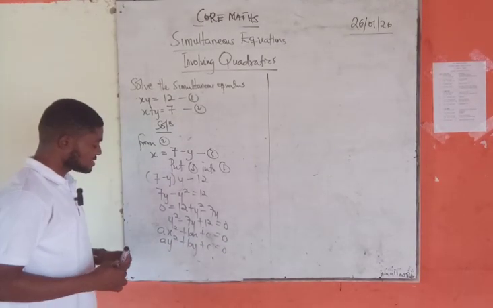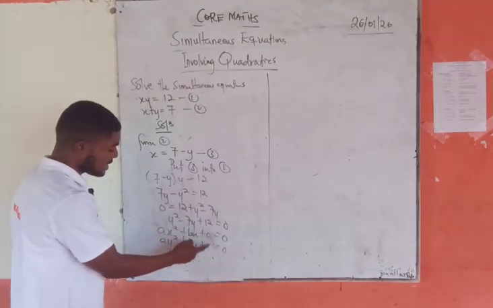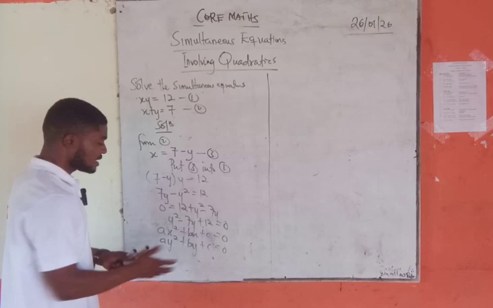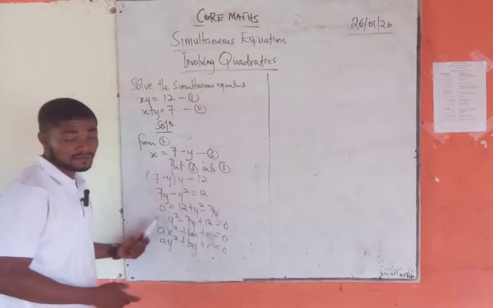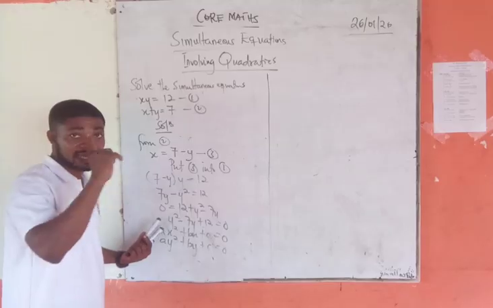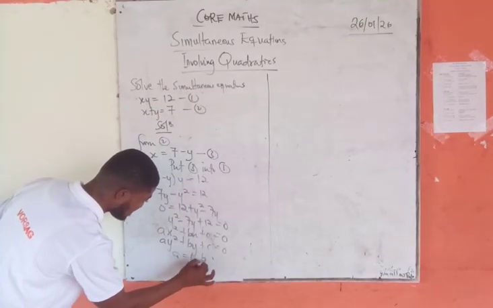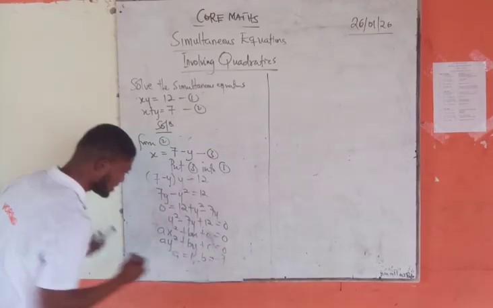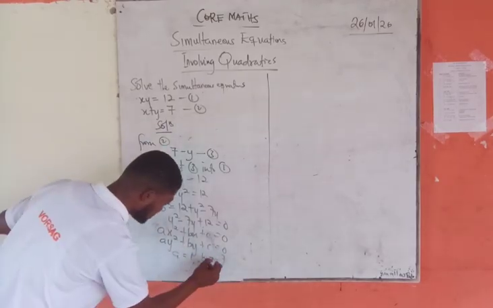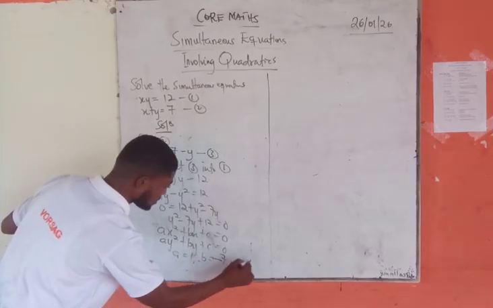When I compare this, I can see y squared, y, and c, equal to 0. What will be the coefficient of y squared over here? The coefficient of y squared here is 1. So I can say a is equal to 1, b is equal to negative 7 and not 7, and c is equal to 12.